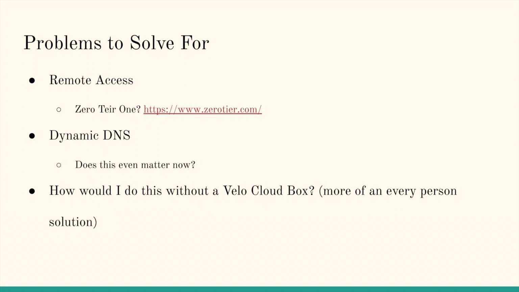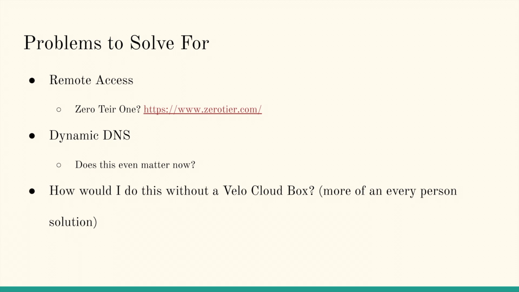So I haven't really thought this one through fully, and I don't have a good answer. So I'm very curious. If you have comments on this, I would love to hear them. If you have ideas, I'm always open to those. But I'm thinking that remote access and dynamic DNS are going to be similar problems to solve for. ZeroTier may help some of that, but I do need to do a little bit more digging. So far, I've just used it as an IP-based solution.